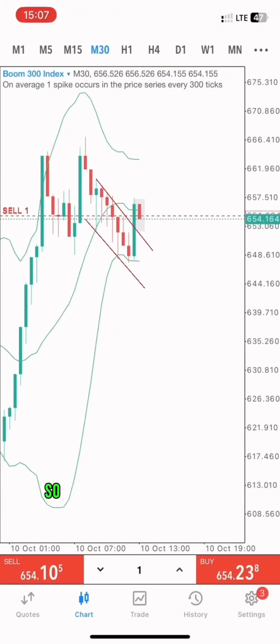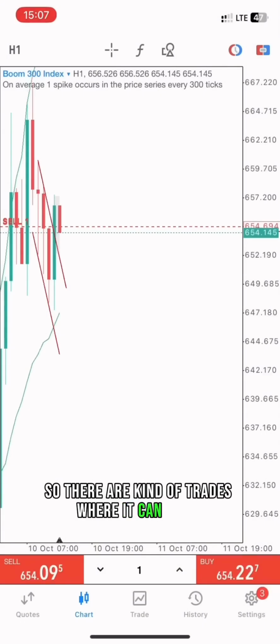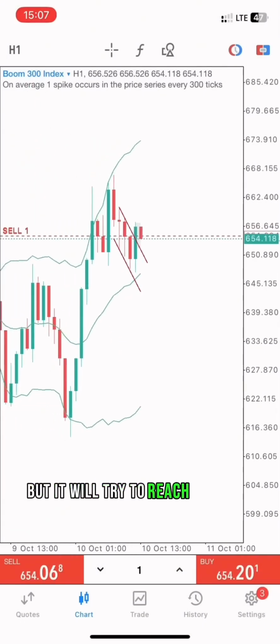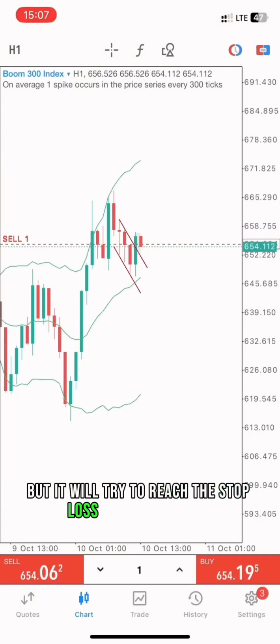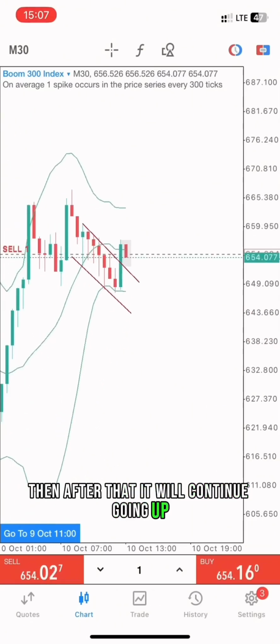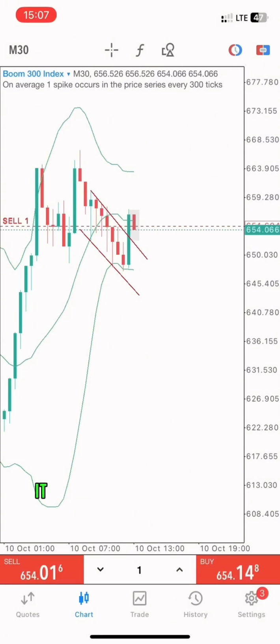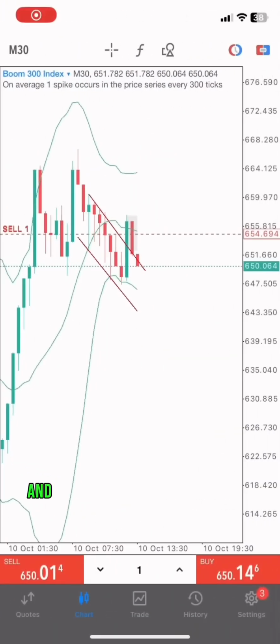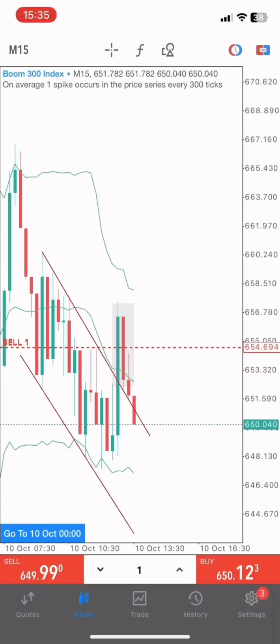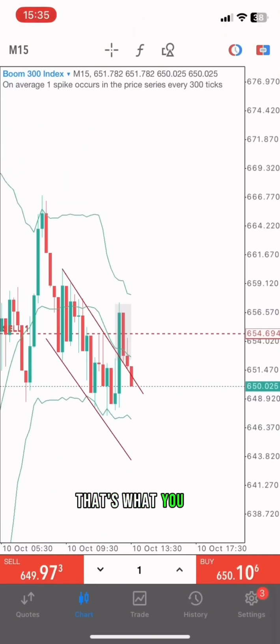So there are kinds of trades where it can close outside the trend line, but it will try to reach the stop loss of the early buyers. Then after that, it will continue going up. But as for me, it has proven my point for the sell, and I've already closed because I am scalping. And when you're scalping, that's what you do.